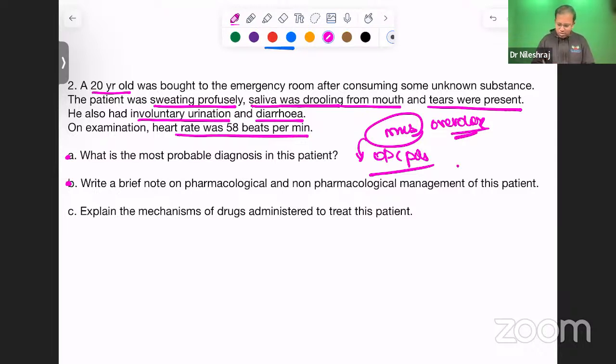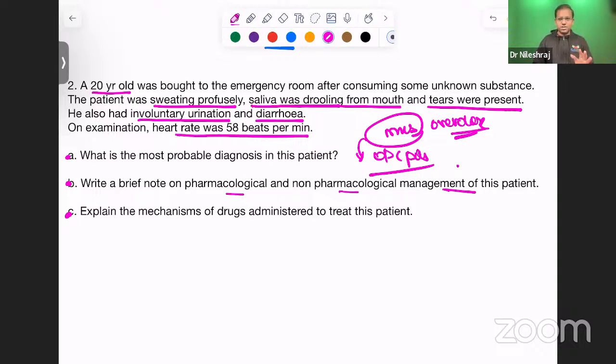Second, write a brief note on pharmacological and non-pharmacological managements of this patient. You know the treatment of it. Yes, non-pharmacological: oxygen and all the other things. Pharmacological: atropine and pralidoxime. Explain the mechanism of action. We have explained it with a beautiful diagram. Just draw the diagram. Don't worry.